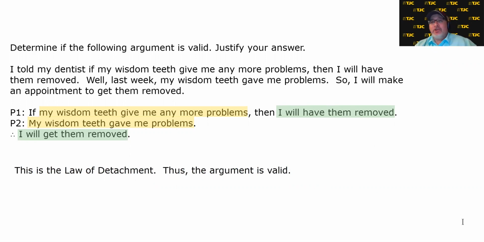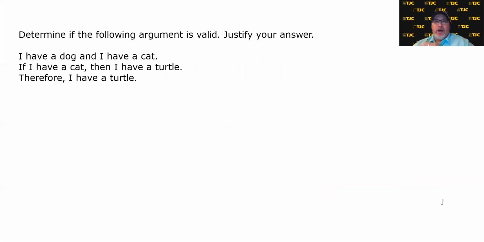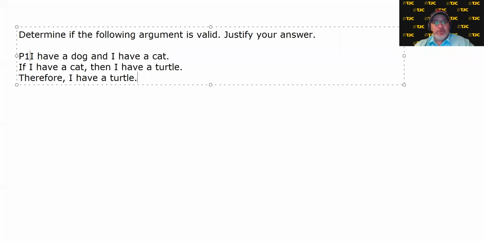I do have one more I'd like to go over. All of these statements are true, by the way. But the question is, does the conclusion follow logically from the premises? It's not a question of truth, it's a question of logical flow. Determine if the following argument is valid, and justify your answer. Let's go ahead and label these premise and conclusion. Premise 1: I have a dog and I have a cat. You've seen both. Premise 2: if I have a cat, then I have a turtle.